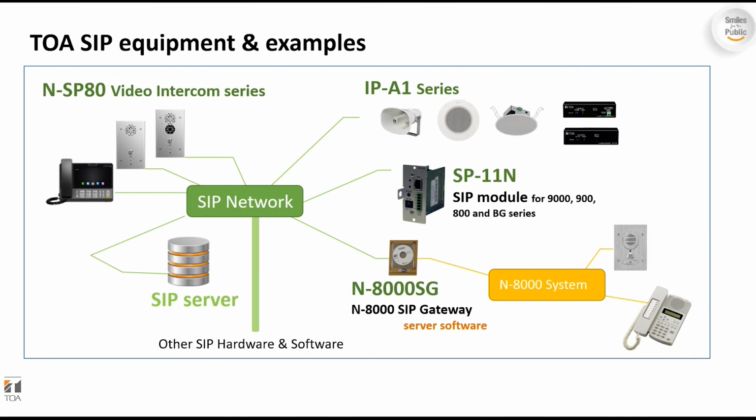TOA is mostly dealing with end user devices. We have the SPAT line, which is the video and intercom series. We also have the SP11N, which allows for paging for the 9000, 900, 800, and BG series of amplifiers from TOA. If you have an existing N8000 system, this can be tied onto the SIP network using an N8000 SIP gateway. This is a software installed on a PC that acts as a gateway hub that allows your SIP network to communicate with N8000 devices. And finally, we have the IPA1 series, which is the upcoming TOA devices.